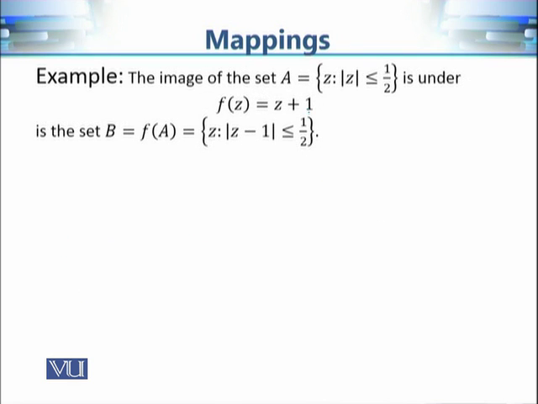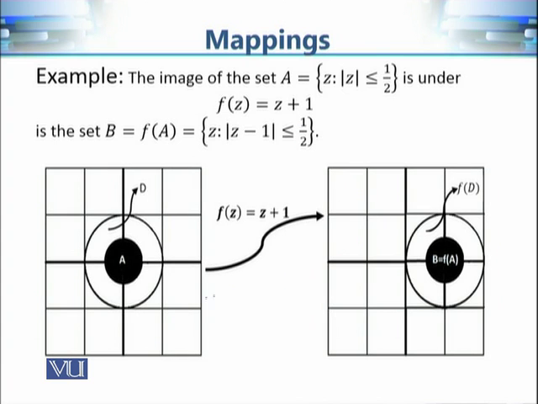Okay? So similarly, if we have other subsets of the domain, consider this set A, which is a closed disk of radius 1 by 2 and center origin, then the image of this disk is another disk which is centered at 1 and the radius is 1 by 2. So geometrically, how do we represent it? We represent it in the following way. So this is the set A, which is the disk, and the image of this disk is this disk B.